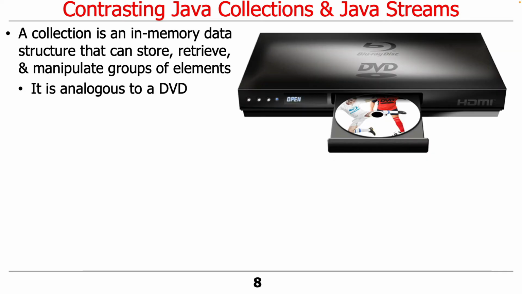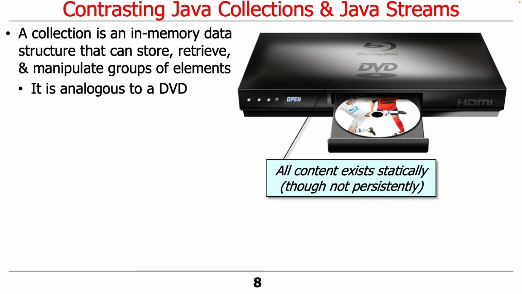You can think at a high level of a collection as being sort of like a DVD. It's not a perfect analogy, but the idea is you've got a fixed amount of content stored somewhere. In this case, it's on a CD or a DVD, but think of it as a fixed collection of stuff. You're not really adding much to that. So all the content in a collection or in a DVD exists statically.